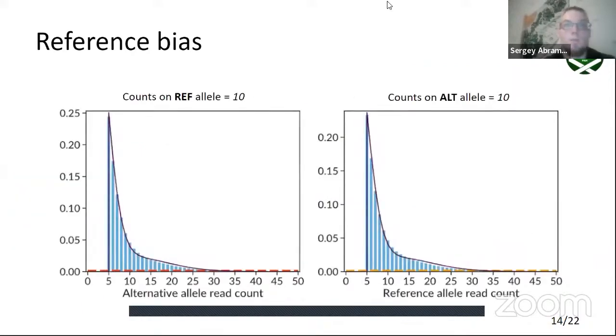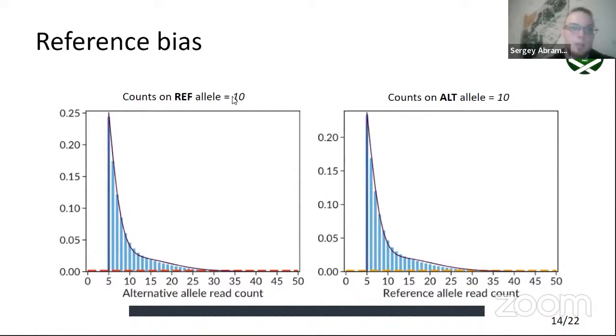So we decided to assess allele-specific binding significance separately for each allele, for the reference and alternative alleles. To do so, we fitted two types of distributions with a fixed number of read counts mapping to the reference allele and to the alternative allele. If we look at the first figure, the bar plot shows the variants with exactly 10 reads mapped to the reference allele. The purple line is the fitted distribution, and we then used this distribution to assess the significance of such ASBs.